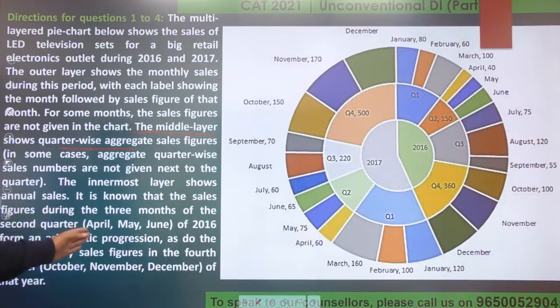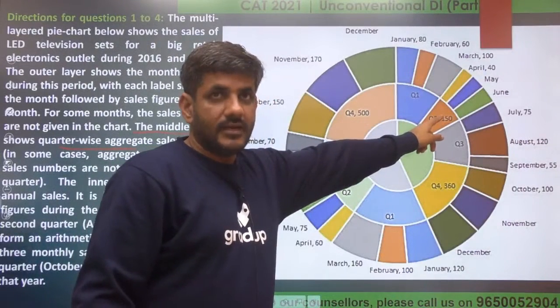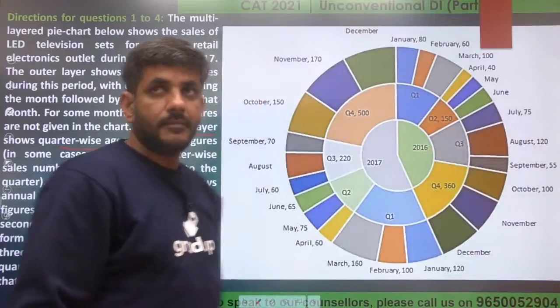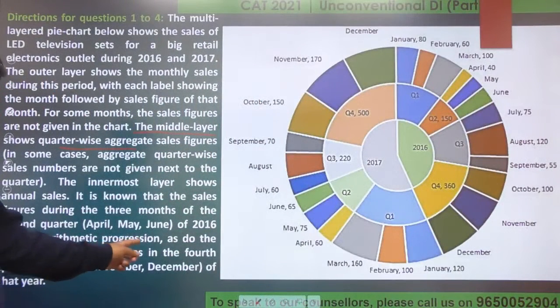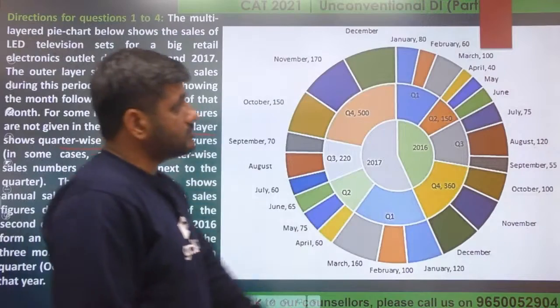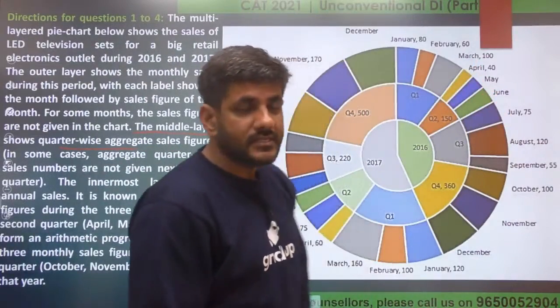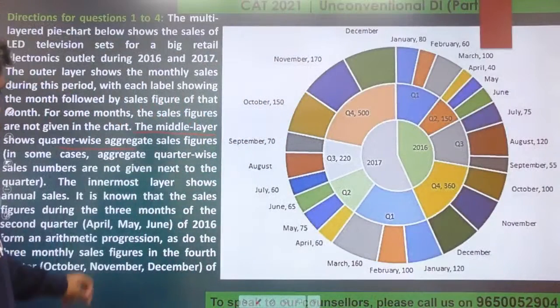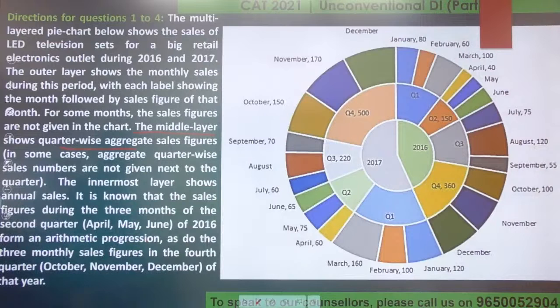Then he says it is also known that the sales figures during the 3 months of the second quarter of 16. Second quarter of 16 is this figure, right? Quarter 2, which is 150. In the second quarter, the 3 figures form an AP series. इसका मतलब these 3 figures, they are forming an AP series. April, May, June, ये लिखा हुआ है इधर. April, May, June of 2016, they form an AP series.